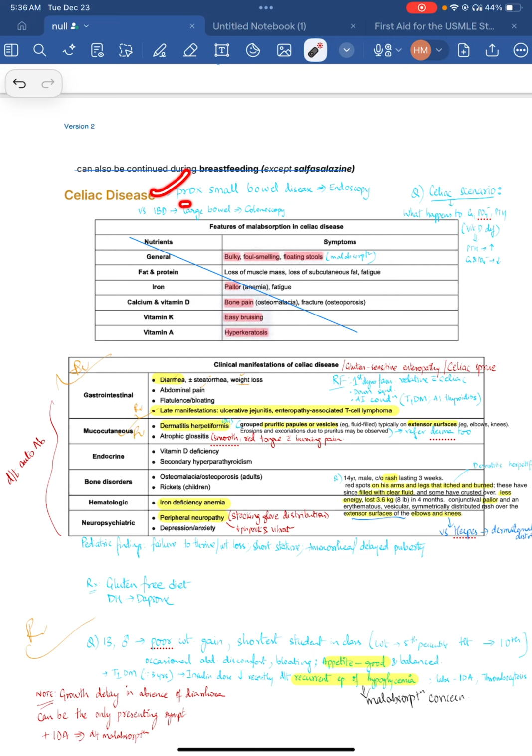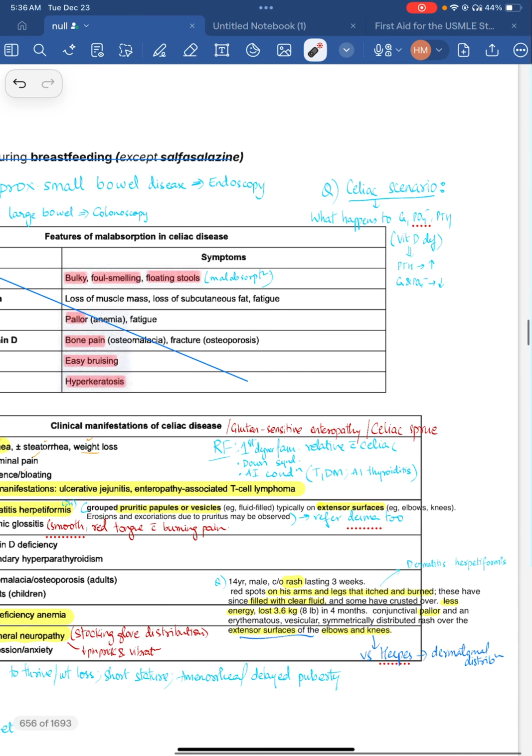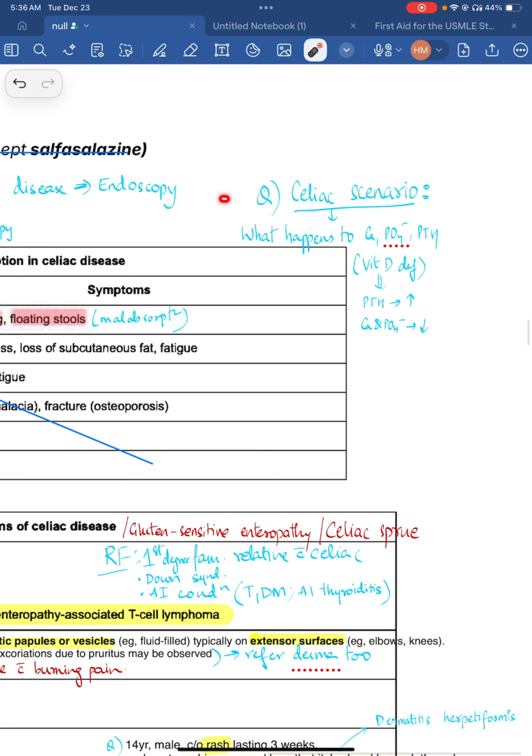Okay, celiac disease is a proximal small bowel disease, and you need to do endoscopy for this. Whereas IBD is a large bowel disease, and you need to do colonoscopy for it. So there's a patient with celiac disease scenario. What happens to the calcium, phosphate, and parathyroid hormone?